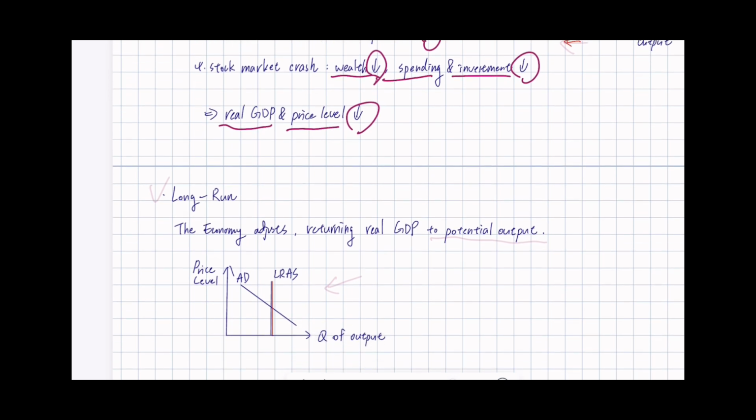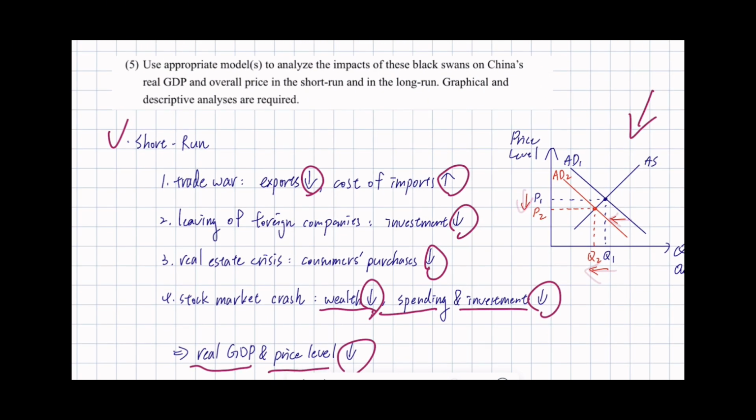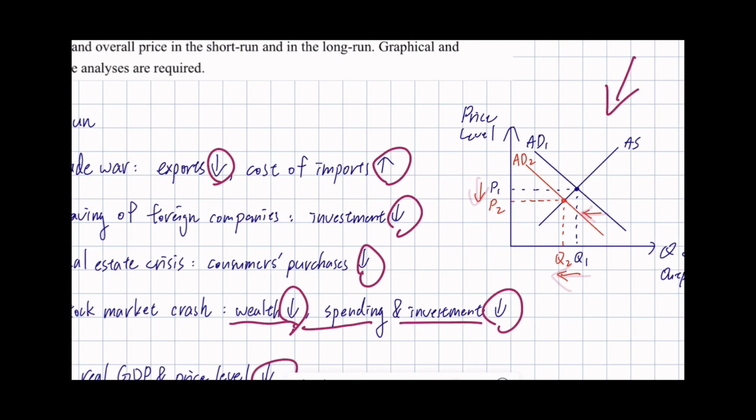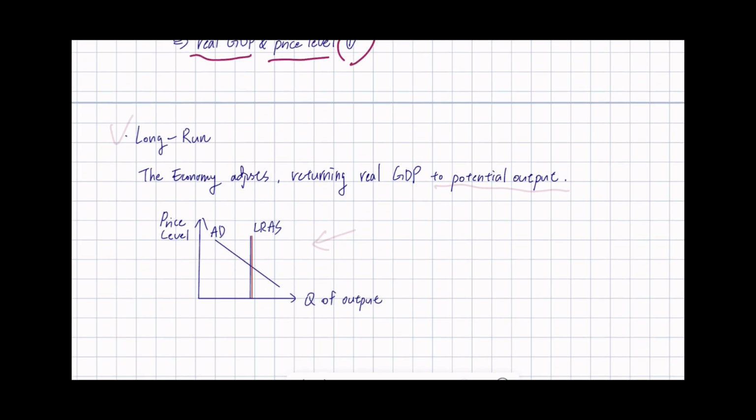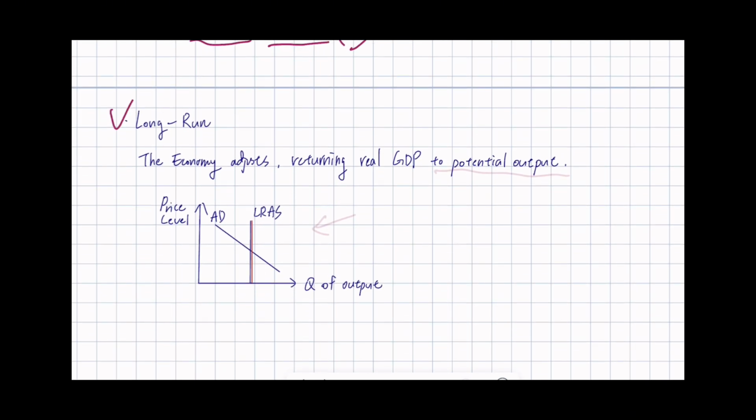We can look at the graph here. The aggregate demand curve shifts left. So the equilibrium price level will fall and the quantity of output will fall too. Now, in the long run, the economy will adjust, returning real GDP to potential output, as you can see in the graph.